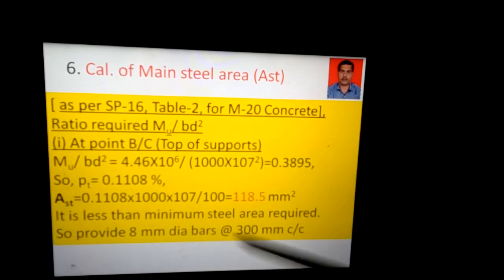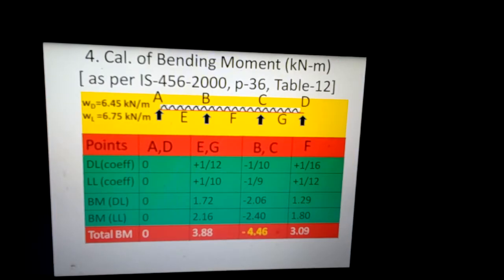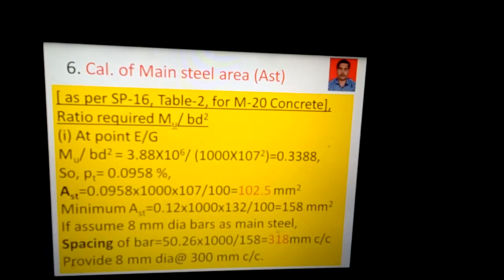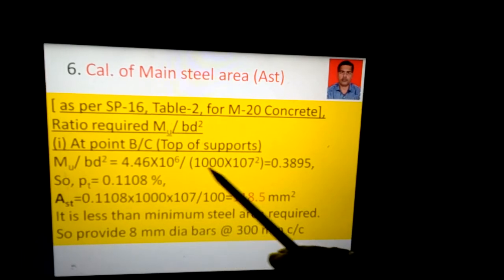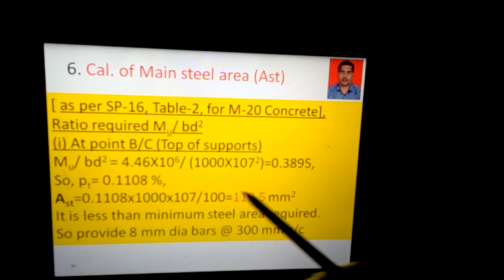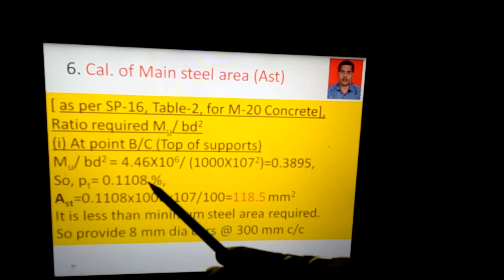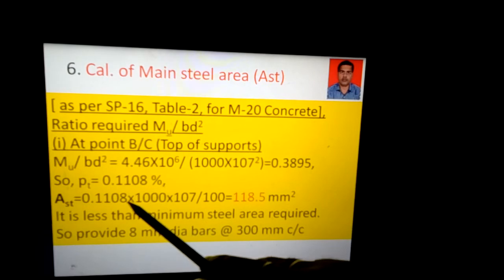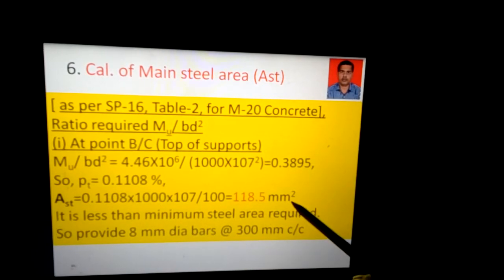So for there the value of moment we already calculated, this is 4.46. So for this moment we have calculated, putting all the values, Mu by bd square, this is 0.3895, and corresponding to this ratio the percentage of steel PT comes 0.1108. So corresponding to this percentage the AST area of steel comes, multiplied in bD by 100, this is 118.5 millimeters square.